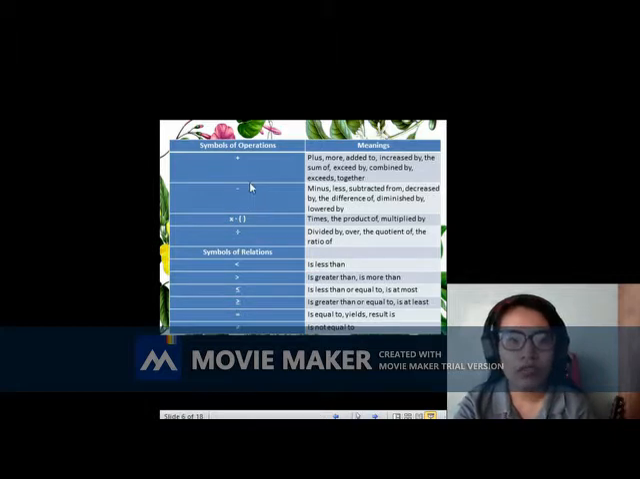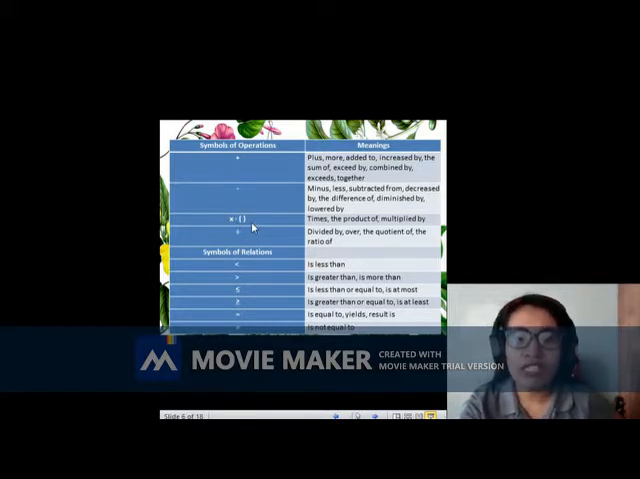Next is this symbol for our subtraction. It means you can use the following words for that symbol. We have minus, less, subtracted from, decrease by, the difference of, diminish by, lowered by. We also have for our multiplication. This time we have three symbols for multiplication. We have this one that looks like an X, and another one that looks like a dot, and our parenthesis.